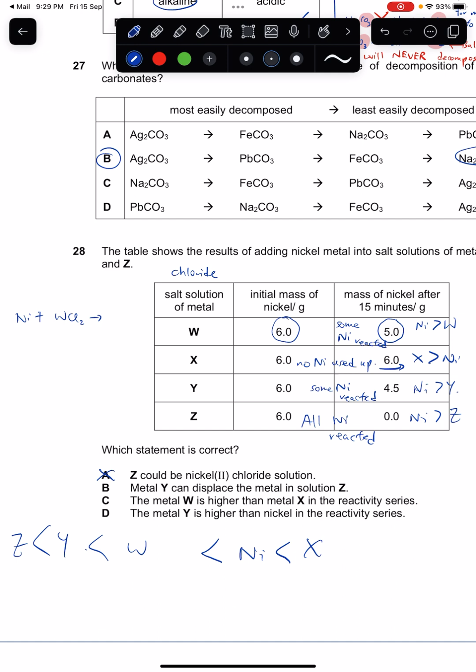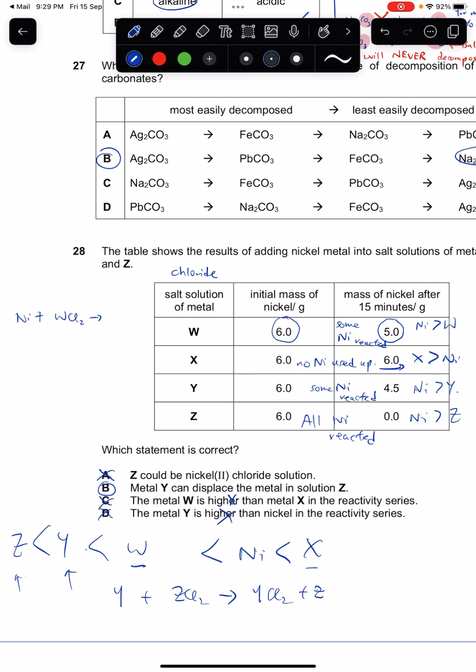No, doesn't make sense. B, metal Y can kick out Z solution. Okay, makes sense, because Y is more reactive. Y plus, let's say, ZCl2, Y can kick it out. So you get YCl2 plus Z. So B is the answer. Then C is wrong, as you can see. W is not higher. Then Y is, so again, wrong.